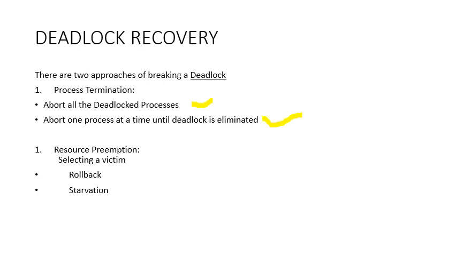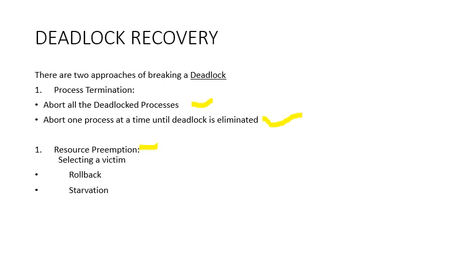Next, coming to abort one process at a time until the deadlock is eliminated. Here we just abort a process. If a cycle is found, we will eliminate the cycle. We abort only one process so that the deadlock will be eliminated, and then we can recalculate the process which has been aborted. Next, the second one is resource preemption.